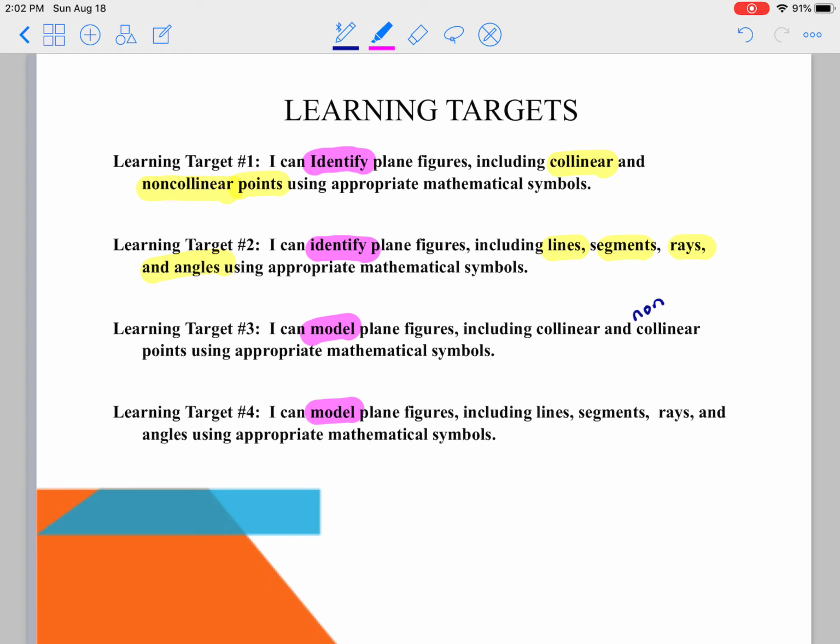So once again, we can see that we're going to learn the basics, and then we're going to go a little bit more in depth as indicated by the verbs highlighted in pink. And then we're using the same vocabulary words and terminology throughout this unit. But remember, geometry is foundational in the sense that we learn terminology and then we use that terminology throughout all of our units. So very important that you pay attention to this.